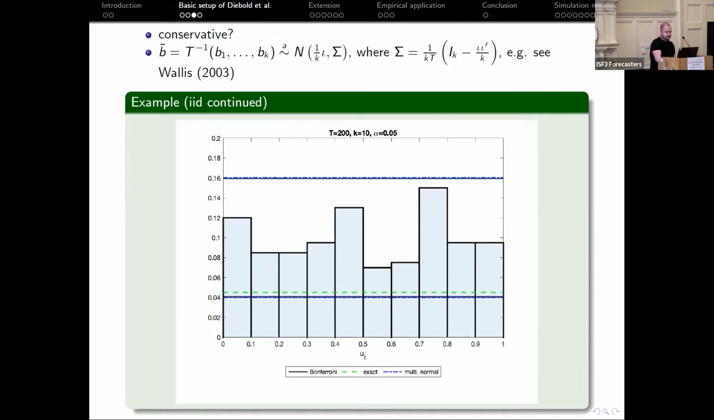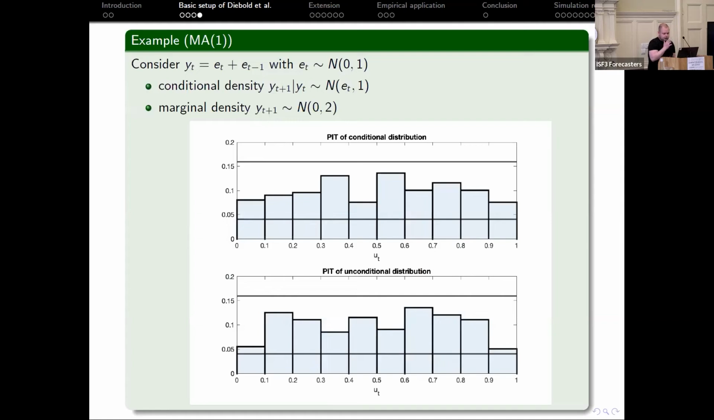the interesting part is now what changes if we are not only interested in doing one-step ahead forecasts, but maybe two-step ahead or multi-step ahead forecasts. So that's one example. We have a basic MA(1) process, and if you use the conditional density, that's what we consider as correctly calibrated. That's the first histogram. Then the series is not correlated.